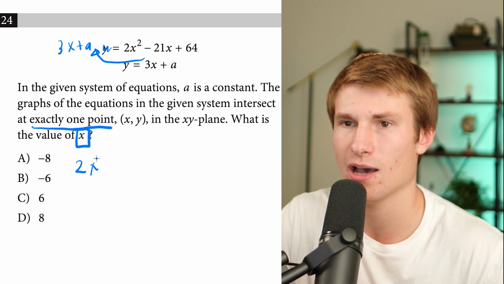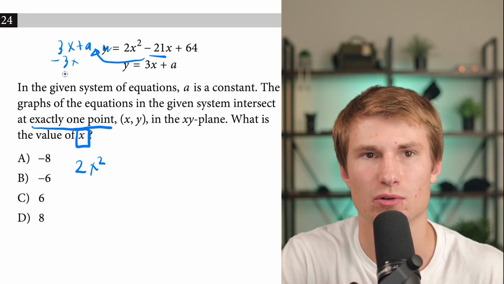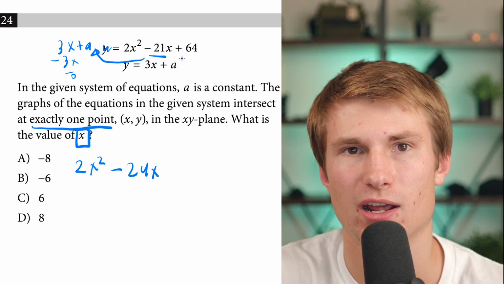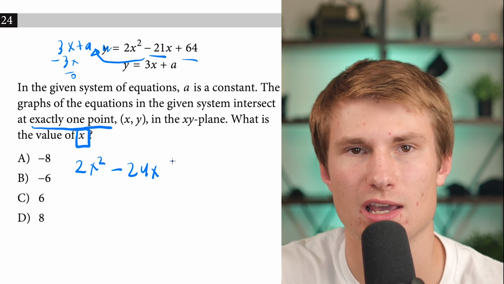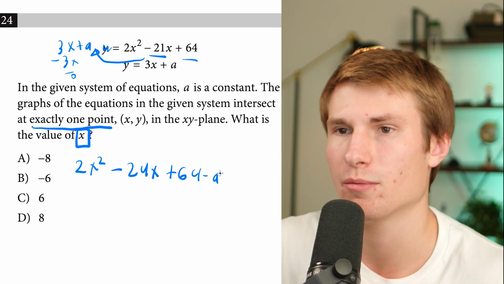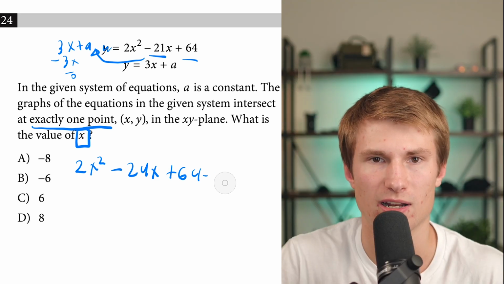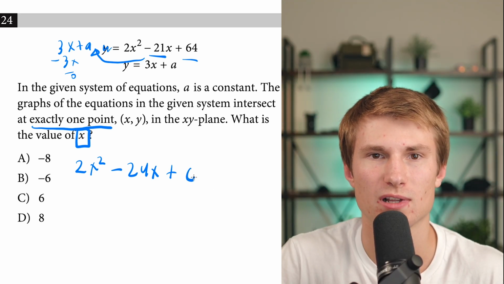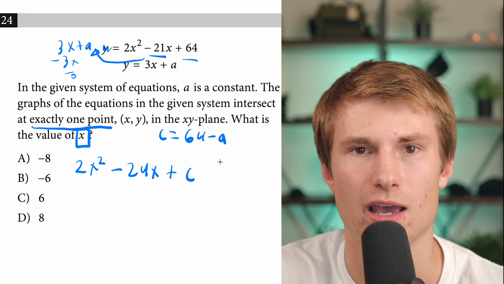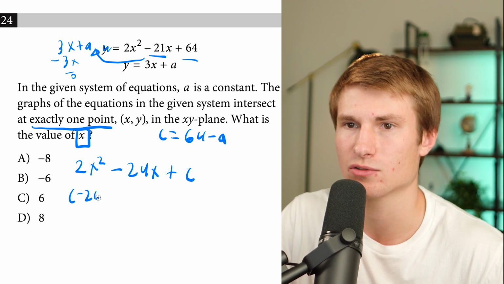To do that, I'm going to have 2x squared, and then I have this minus 21x, but I also have to subtract 3x from both sides. So once I do that, that's going to end up leaving me with negative 24x, and then I have plus 64, but I also have to subtract a from both sides. So that's going to give me plus 64 minus a. Now what I'm going to do here is I just want to deal with the c value. I don't actually want to deal with 64 minus a. So I'm just going to go plus c, and then I'll state up here that c is equal to 64 minus a.